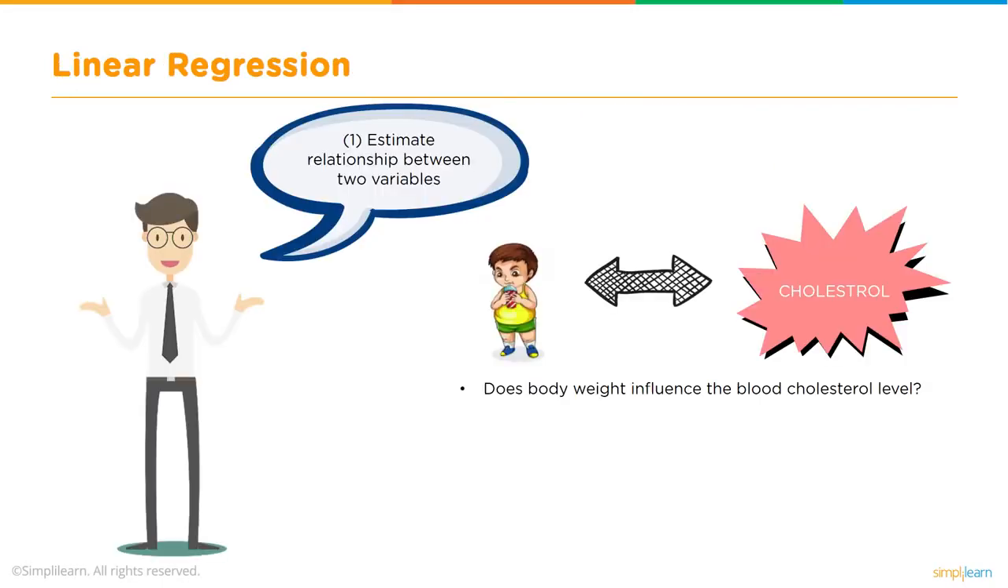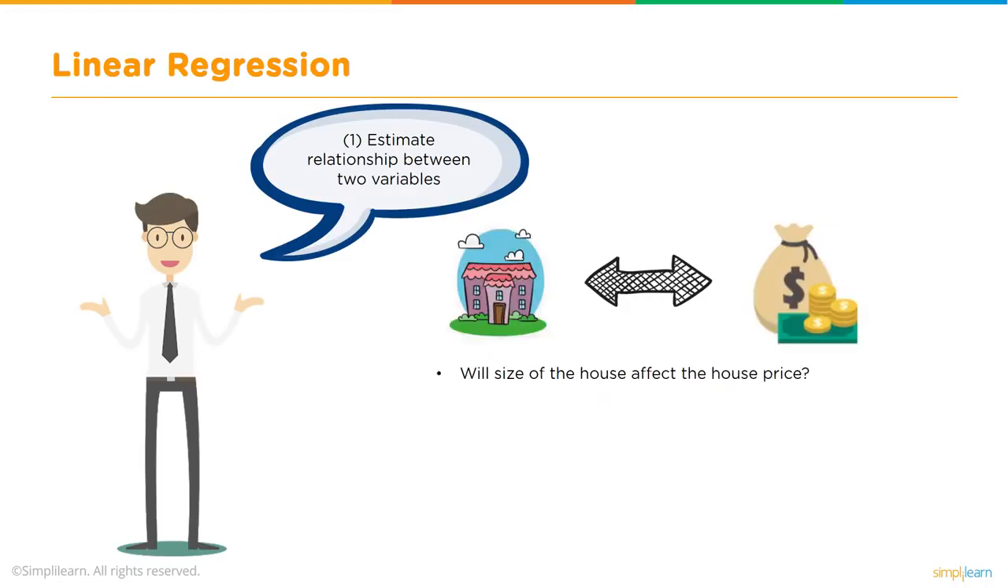One, we can estimate the relationship between two variables. Does body weight influence the blood cholesterol level? So we just want to know if it's even a valid connection or not. Will the size of the house affect the house price? So we can estimate the relationship between two variables also.